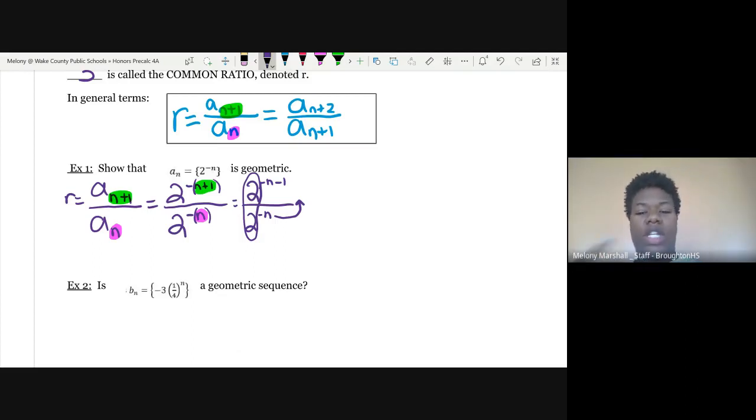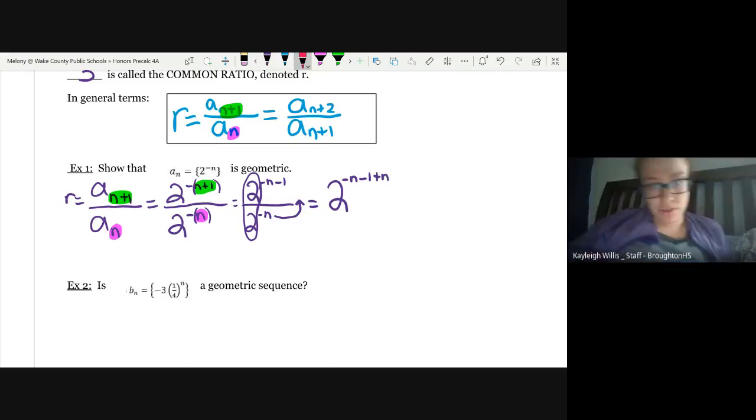Now that it's negative, it's going to turn positive. And so we have common bases, and we can put all the exponents for the common bases with one base. So that's negative n minus 1 plus n.